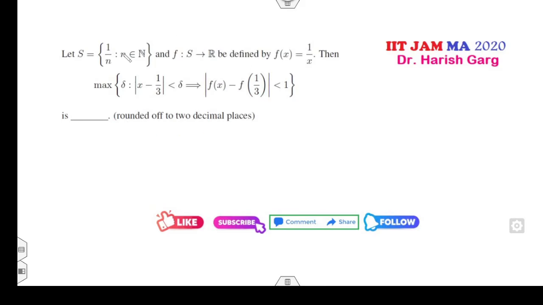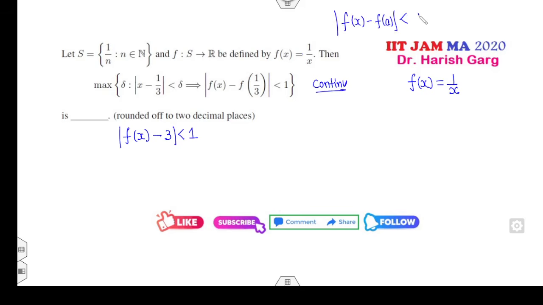Look at the next one. S is the collection of all those elements of 1 by n such that f of x is 1 over x. What comes to your mind on seeing this? What is f of 1 by 3? 3 is less than 1, that is the definition of continuity. What was the definition? f of x minus f of a is less than epsilon whenever x minus a is less than delta. So can you find the value of f of x?